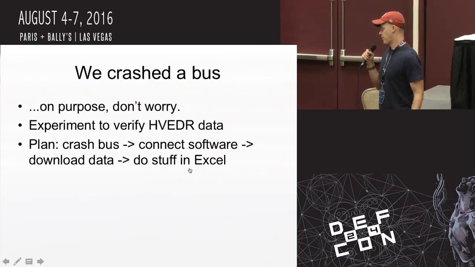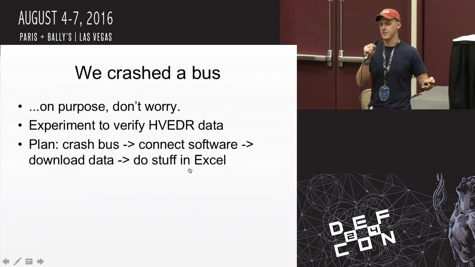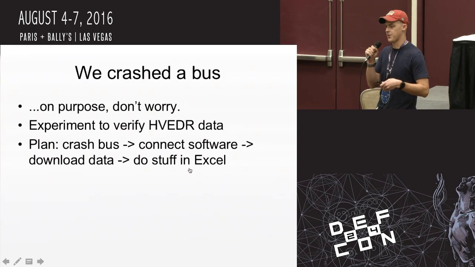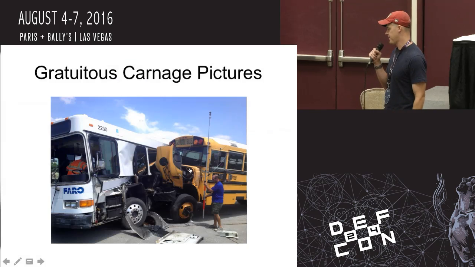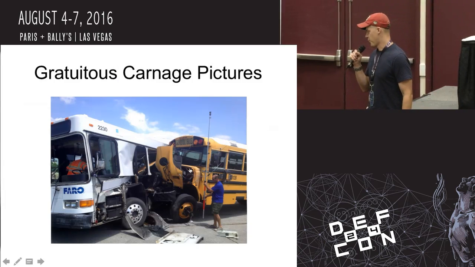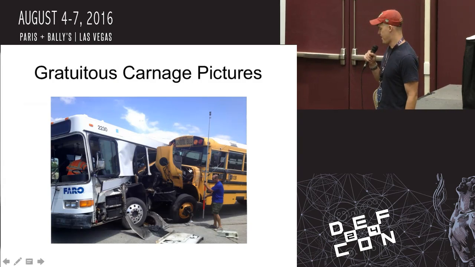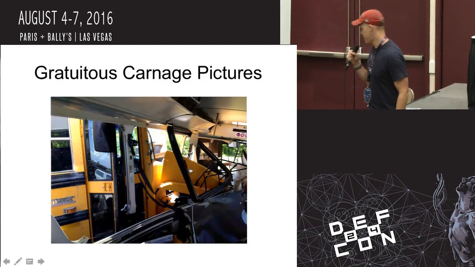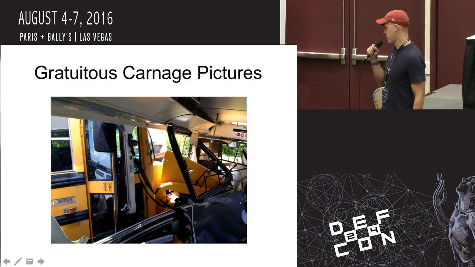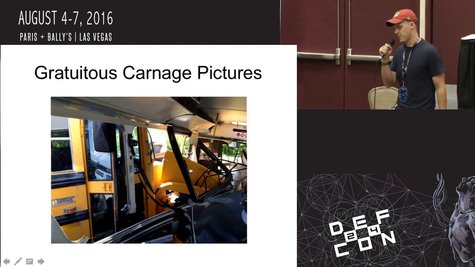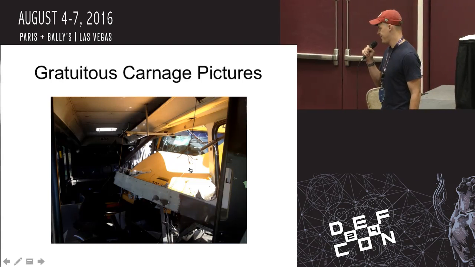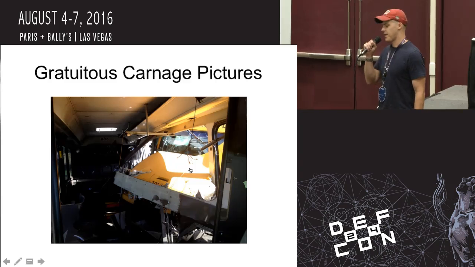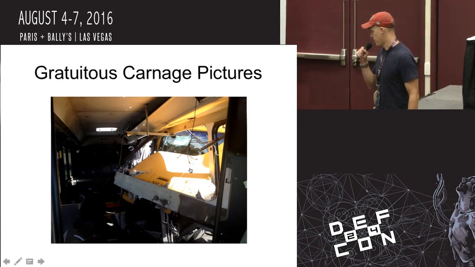The plan was crash bus, connect software, download data, so then we have the data, and then we have all the stuff from our accelerometers and GPS and everything, and then we would compare it in Excel and do science. So here are some gratuitous carnage pictures. That's pretty good. That's a pretty good delta V right there. That's from the inside of the bus when I was trying to recover some of the equipment. So as you can see, if you were seated on that side of the bus, you would have been road pizza. It would have been pretty bad.